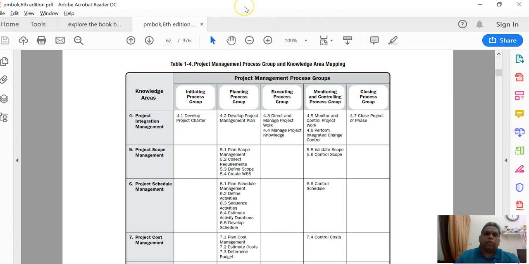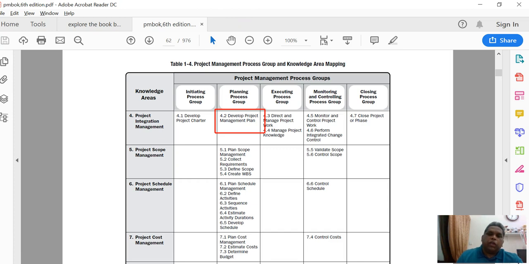Let me just give you an example of what we mean by integration. Let's pick up one of the processes in the integration knowledge area to give you an example of what I mean by integration. Now, one of the key management deliverables that we create on a project is a document called a project management plan. Now, the project management plan is a document that combines all the elements of your project performance baseline.